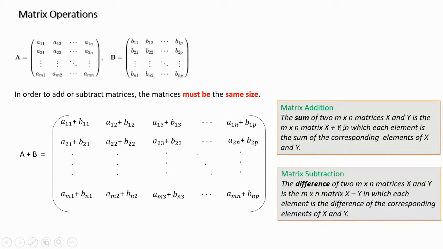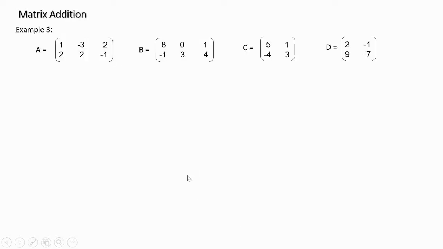That's what the x plus y mean in capital letters. The corresponding elements all mean that, for example, A11 you have to write with B11, and A12 plus B12, which stands for the first row, second column, and so forth. That's what that means right there. Okay, now, some examples.